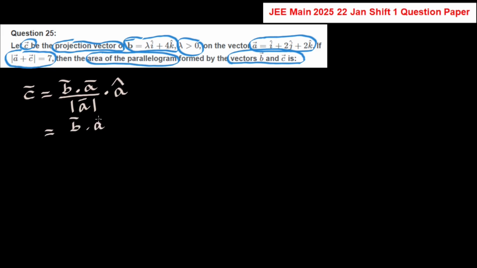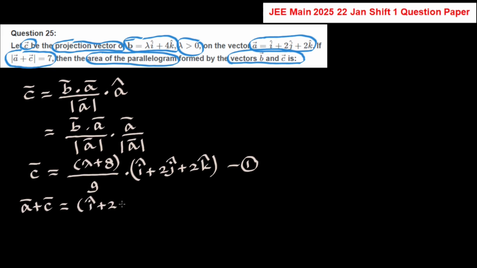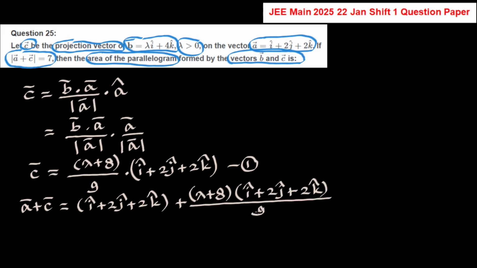That will be B bar dot A bar upon mod A bar into A bar upon mod A bar, which is, in B bar dot A bar, we get lambda plus 8 upon mod A bar into mod A bar will be square of mod A bar, that is square of 3, 9 into A bar, I cap plus 2j cap plus 2k cap. Now A bar plus C bar is I cap plus 2j cap plus 2k cap plus lambda plus 8 into I cap plus 2j cap plus 2k cap upon 9.